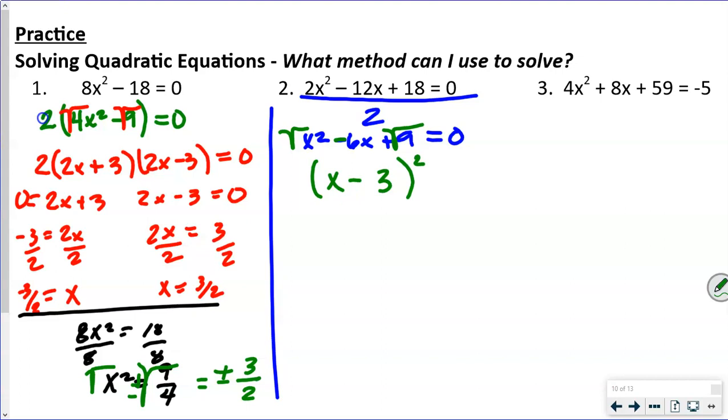And how do I know that? Because if I divide this by 2, I still get that negative 3, don't I? So this is kind of like we did yesterday. Now this time, all we have to do is do the x minus 3 equals 0. So x is equal to 3.